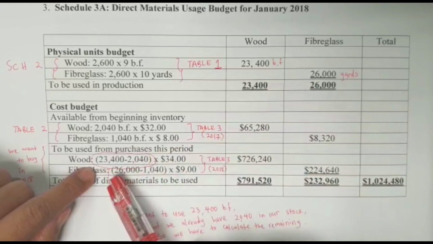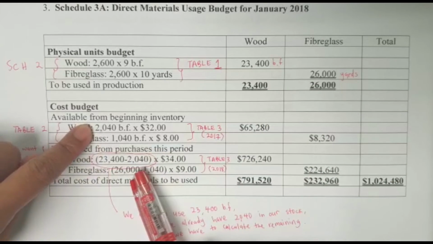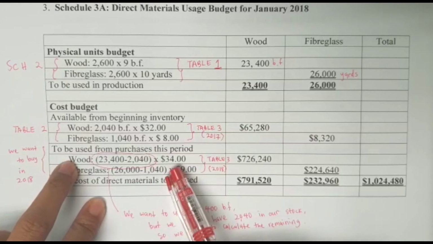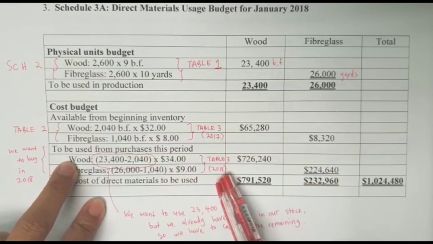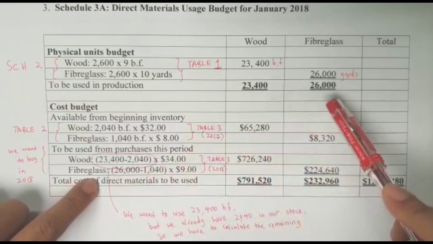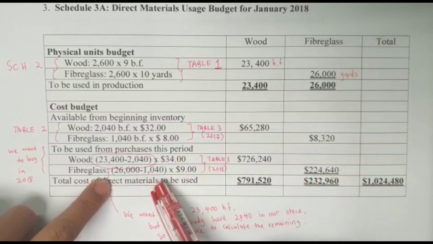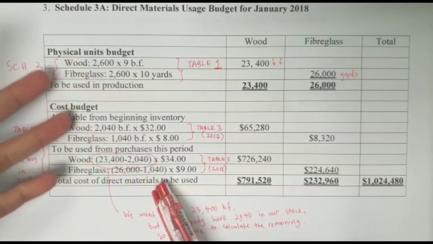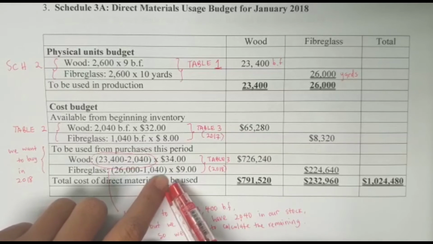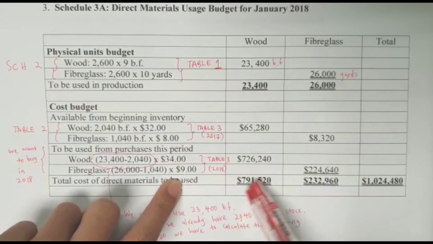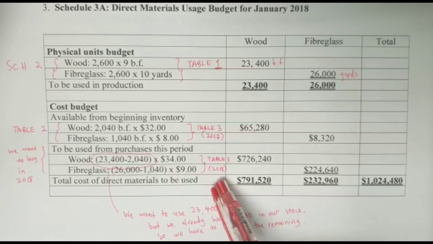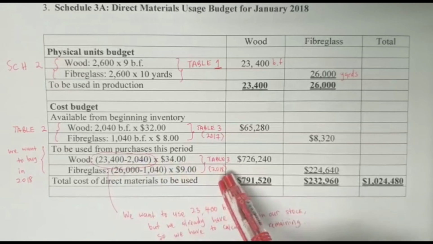23,400, we minus the 2040 that we have in our beginning inventory, and multiply by the price of wood per board feet based on the year 2018. Same goes for fiberglass: 26,000, minus the 1040 that we already have in inventory, because now we want to identify how much more we need to buy. Then we multiply by 9 ringgit, which is the price for the year 2018, because we want to buy this in the current period, and the current year is 2018.